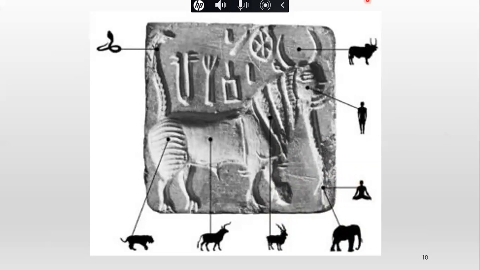Here you can see the rhinoceros. The figure has a three-horned head. A few seals were additionally found in gold and ivory. So they tried to decipher it, but they were only able to find what the figure was, not to understand what the figure means.